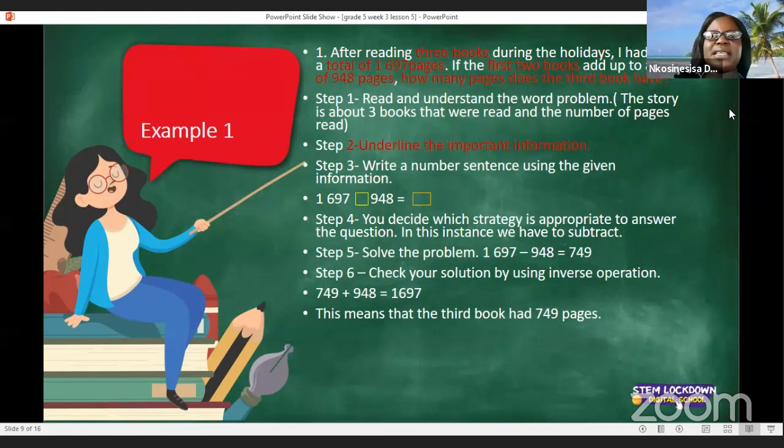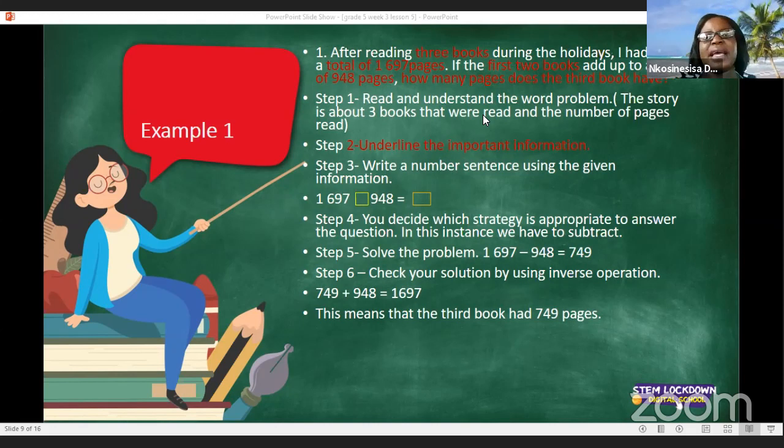So after reading 3 books during the holidays, we can say after me, Neo, or after me, Praise, read 3 books during the holiday, I had read 1,697 pages. The first 2 books add up to a total of 948. How many pages does the 3rd book have? Step number 1, you have to read and understand the word problem. The story is about 3 books that were read and the number of pages that were read.